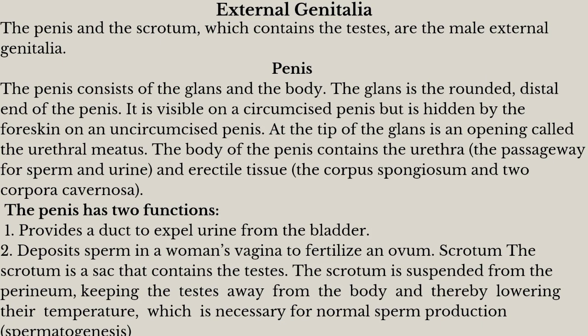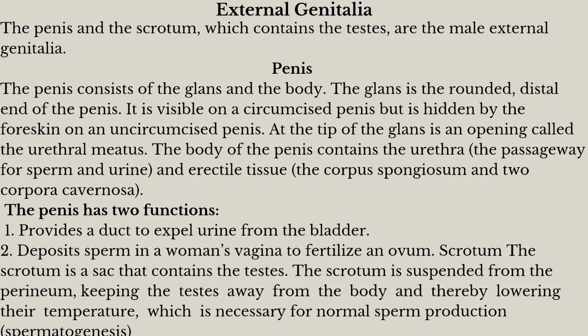External genitalia: the penis and the scrotum, which contains the testes, are the male external genitalia. Penis. The penis consists of the glans and the body. The glans is the rounded distal end of the penis. It is visible on a circumcised penis but is hidden by the foreskin on an uncircumcised penis. At the tip of the glans is an opening called the urethral meatus.